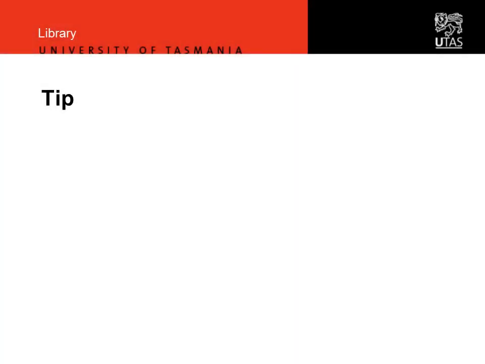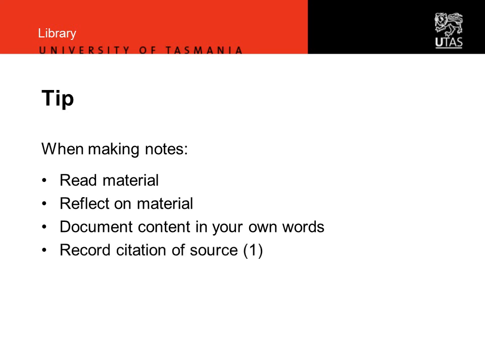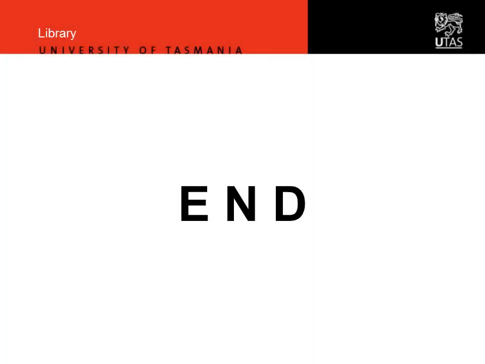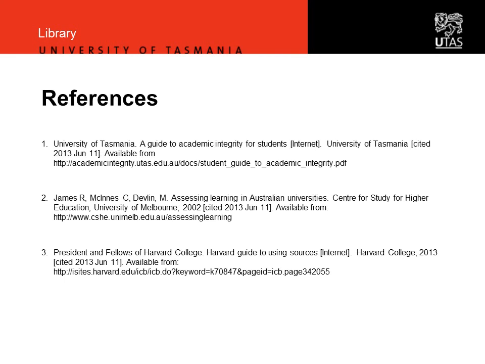Here is a good tip to decrease the likelihood that you will unintentionally plagiarize. Before you start writing your assignment, you probably make notes about the material you plan to use. It's a good idea to read this material, think about it carefully, and write it down in your own words. Be sure that you note down the citation of the source you are reading as well. This will help you with proper referencing later on. We are at the end of this short video on referencing and avoiding plagiarism. You now should have a basic understanding of why referencing is important and how you can avoid plagiarism.